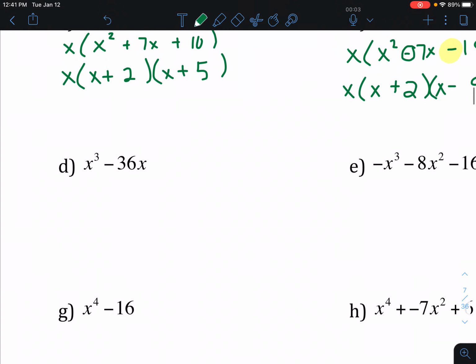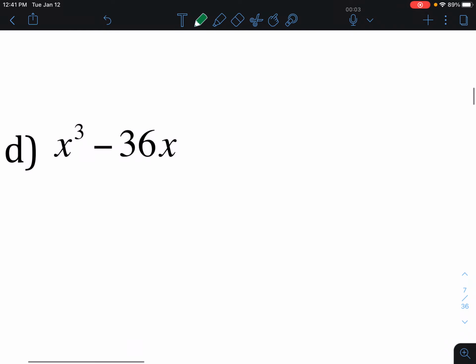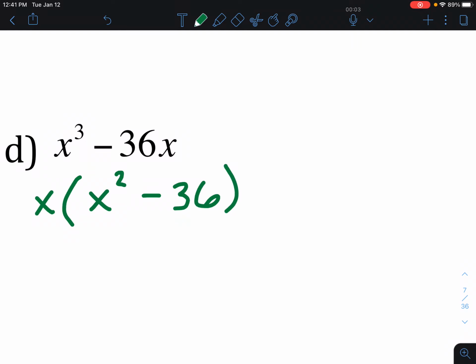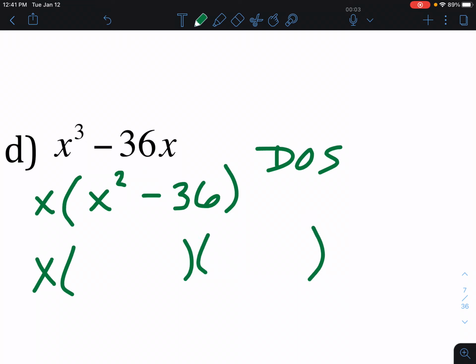Letter D, we have a GCF of x. Again, it's common to both. And then divide by x to have x squared minus 36. Remember, this is a binomial, x squared minus a square rootable number. That's what we call a difference of squares. Bring down your x. Guys, please make sure when you have a GCF to drag it down to your answer.